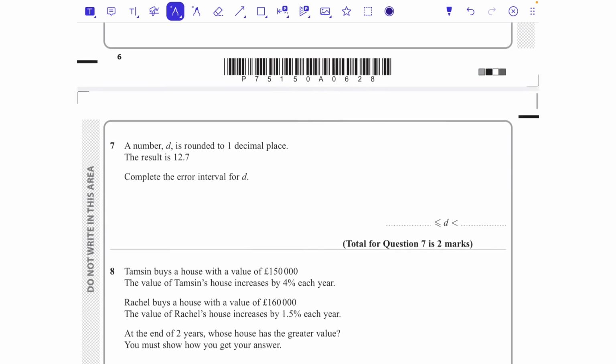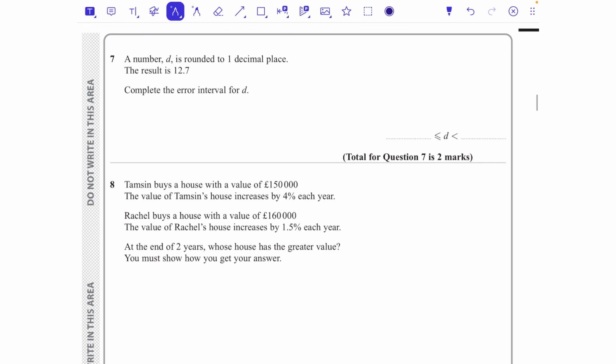Question number 7. A number D is rounded to 1 decimal place. The result is 12.7. Complete the error interval for D. Rounding to 1 decimal place is the same as rounding to the nearest 0.1.